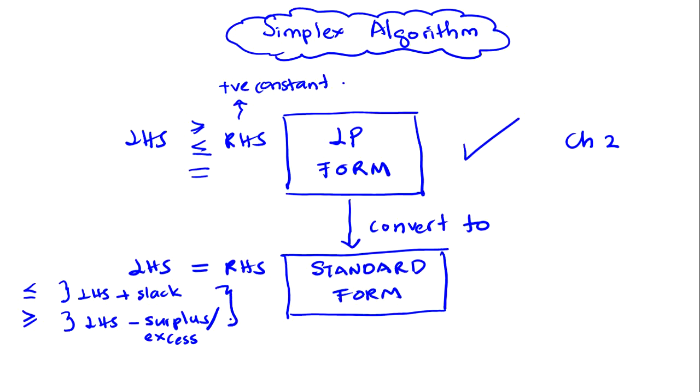Many books use the symbol S_i. Sometimes there are books that use E for excess. And then the third step is we need to convert this standard form to Tableau form.